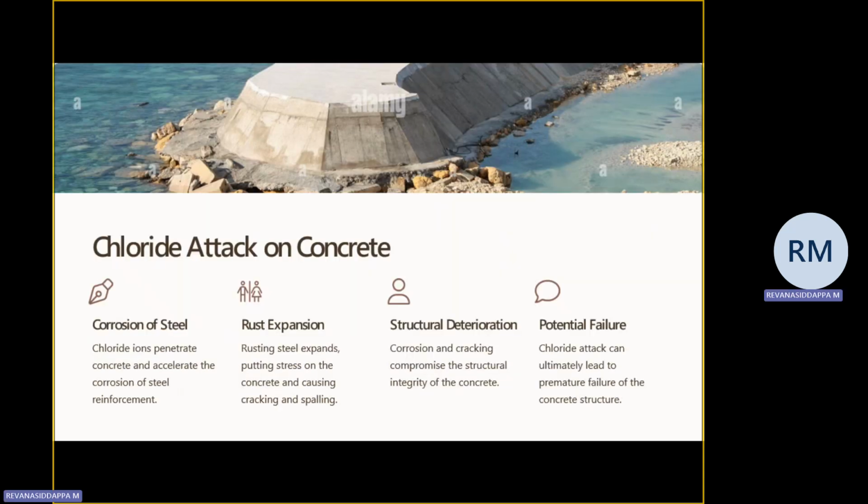The next topic is chloride attack on concrete. The components are corrosion of steel, rust expansion, structural deterioration, and potential failure. The chloride ions penetrate concrete and accelerate the corrosion of steel reinforcement. In the rust expansion, rusting steel expands, putting stress on the concrete and causing cracking and spalling. In the structural deterioration, corrosion and cracking compromise the structural integrity of the concrete. In the potential failure, the chloride attack can ultimately lead to premature failure of the concrete structure.